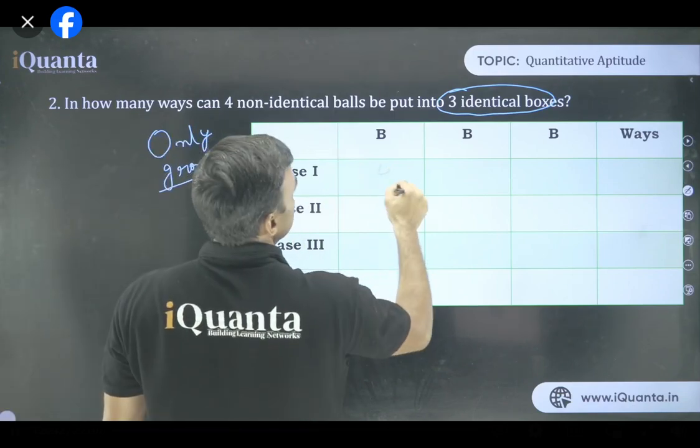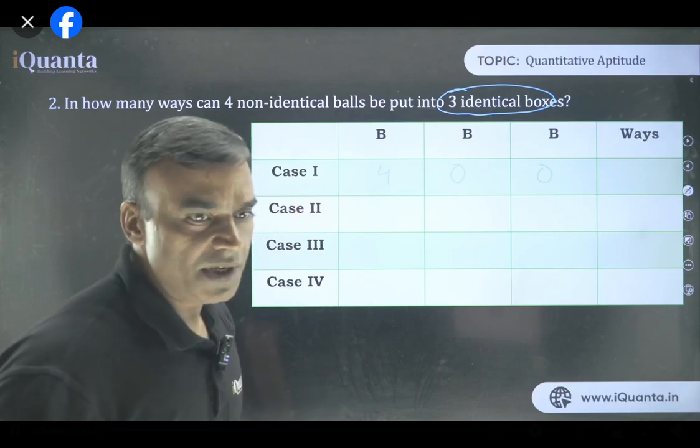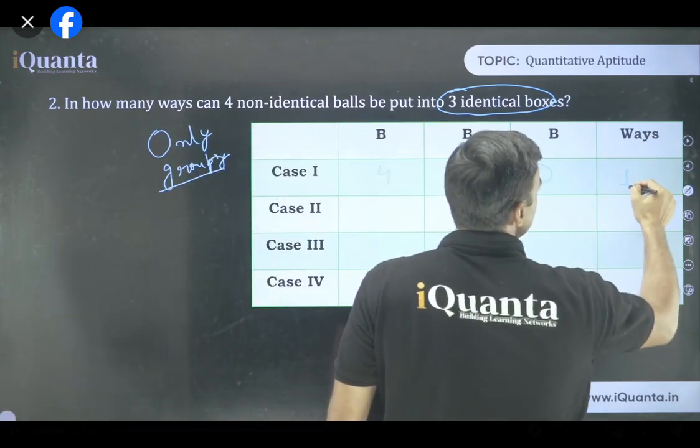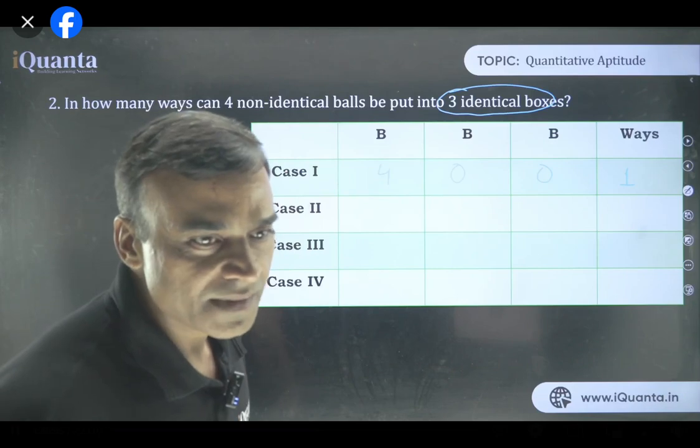So 4, 0, 0. This is the first possibility. How many ways are there? Just one way. Because there is no grouping actually. Eventually there is no grouping happening.